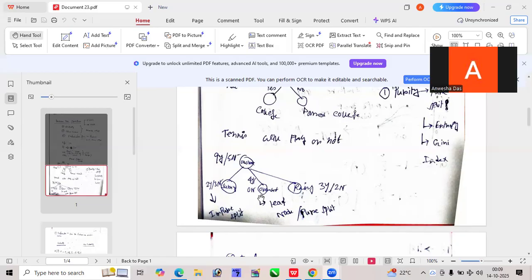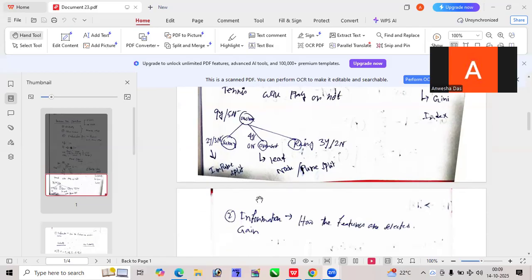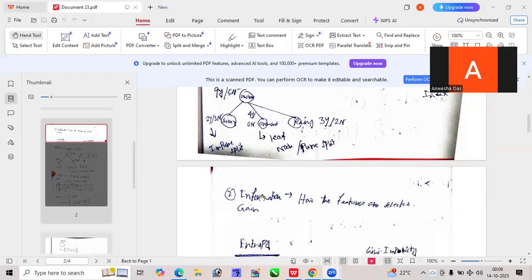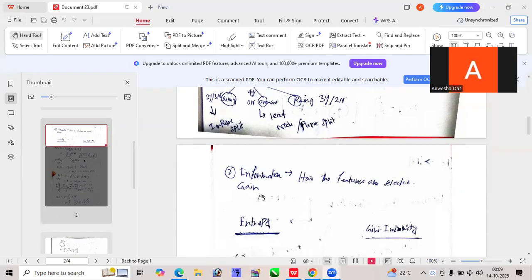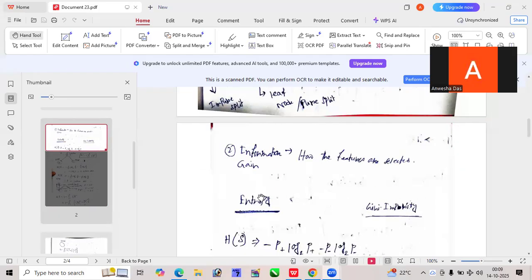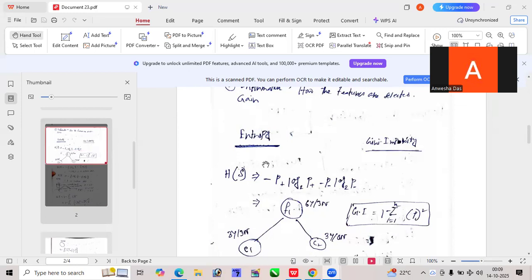Now, information gain we will discuss later. First of all, we will focus completely on the entropy. So this is the formula of the entropy: minus P plus log base 2 of P plus, minus P minus log base 2 of P minus. You can say it in that way as well: minus P yes log base 2 of P yes, minus P no log base 2 of P no. Okay, plus is yes, minus is no.